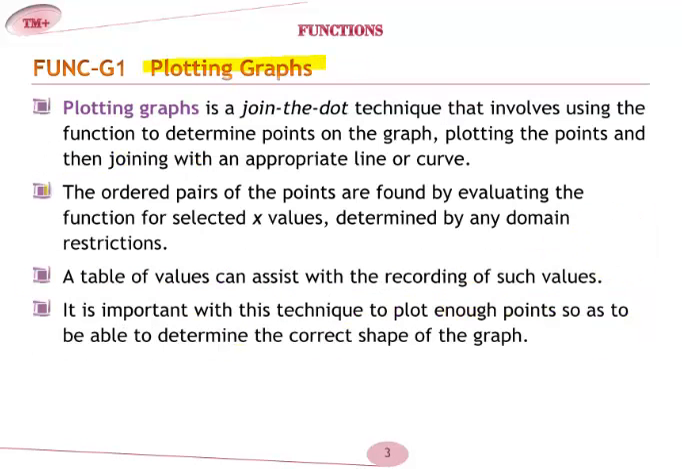Now, plotting graphs is like a join the dot technique. It involves using the function to determine points on the graph, plotting the points and joining them with the appropriate line or curve. The ordered pairs of the points are found by evaluating the function for selected x values that you determine. So you need to know something about the function in order to know what x values you want, and they are also going to be determined by any domain restrictions that may exist. Now, a table of values can assist in recording the values, and it's important with this technique to plot enough points so you can determine the correct shape of the graph, because if you don't have enough points you may only be getting a certain part of the graph.